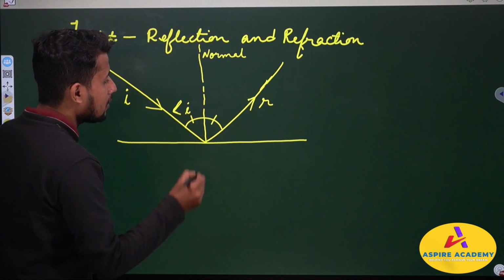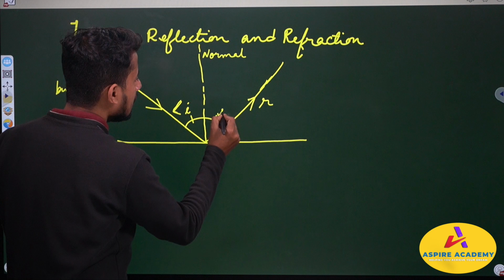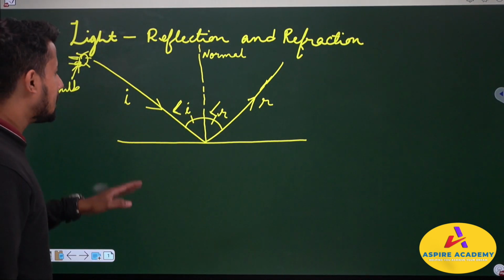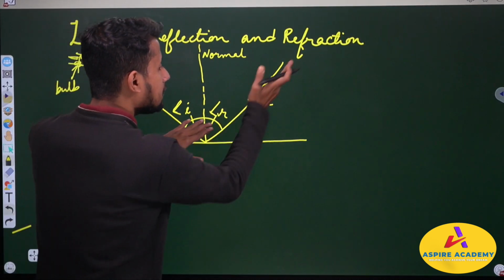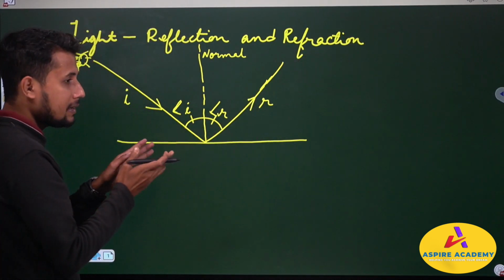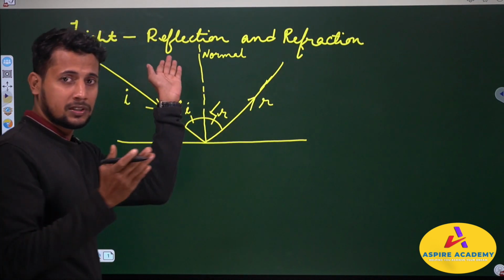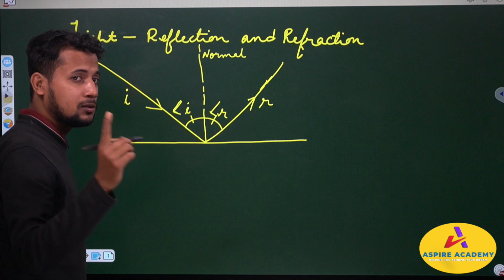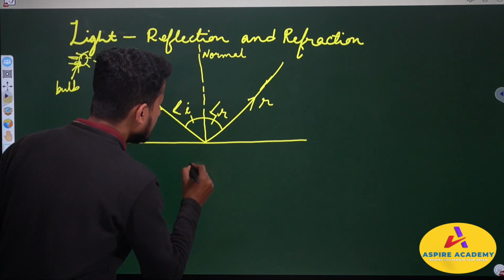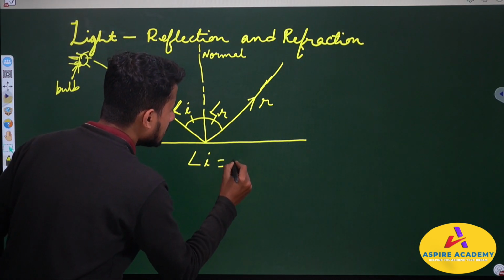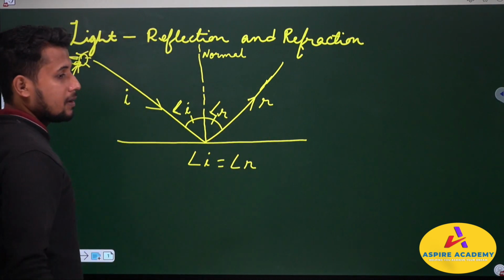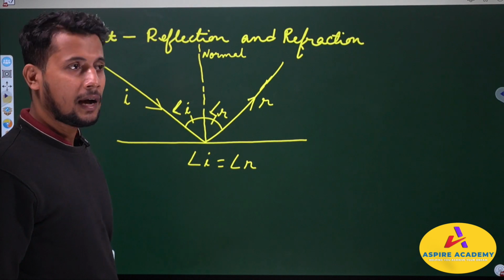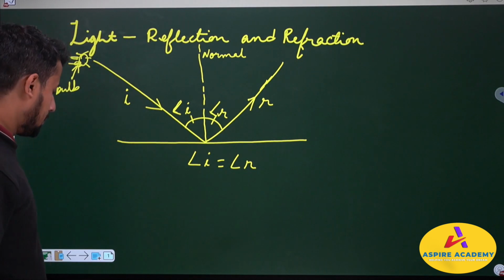This angle is called angle of incidence. This angle is called angle of reflection. So since the incident ray and the reflected ray are exactly opposite to each other, that means the normal divides these two angles into equal parts. So what happens? Angle of incidence becomes equal to angle of reflection. I hope you are clear with this.